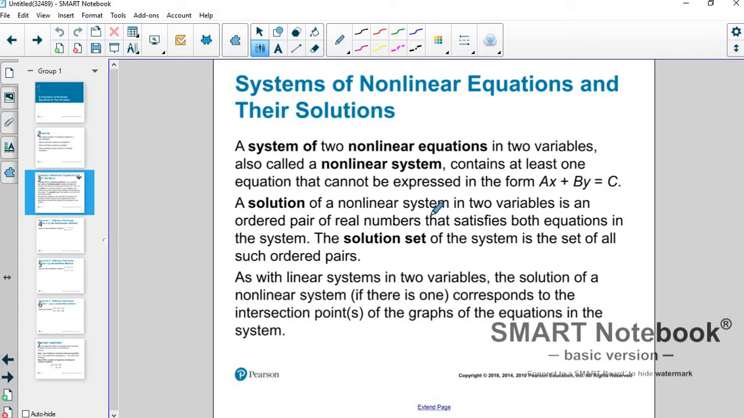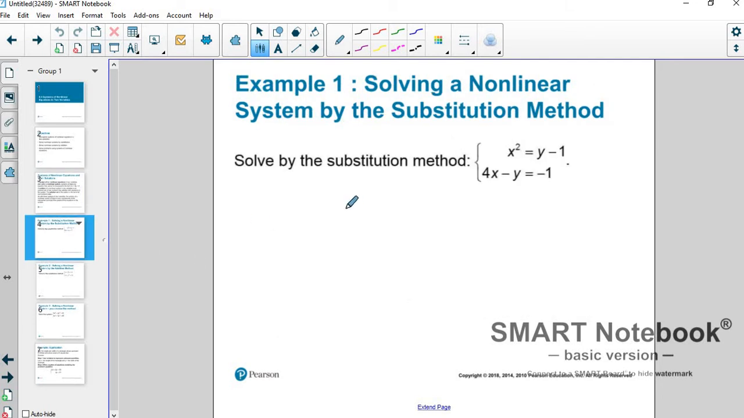Usually, if there is a linear equation and a nonlinear equation, you want to work with the nonlinear one first, if possible, to get all of your different possibilities for your variables. So we're going to walk through this first one together. We're going to use the substitution method to solve this system. So how are we going to do that?